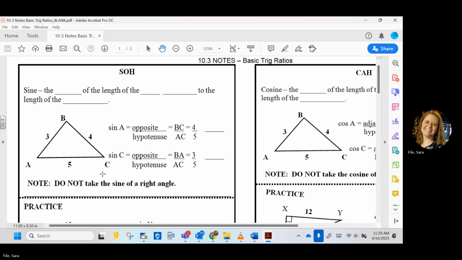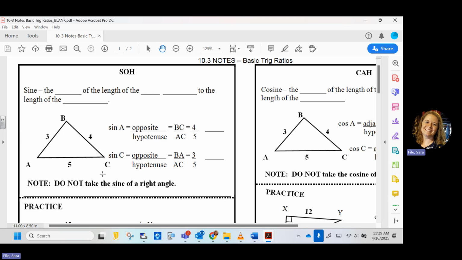All right. So 10.3 is covering basic trig ratios. Trig is short for trigonometry. So trig is what we're going to use to set up ratios when we have right triangles. We learned Pythagorean theorem last unit, or we reviewed Pythagorean theorem, I should say.